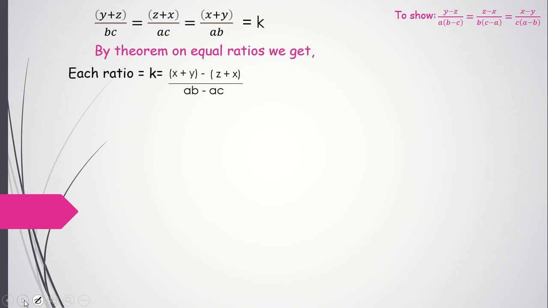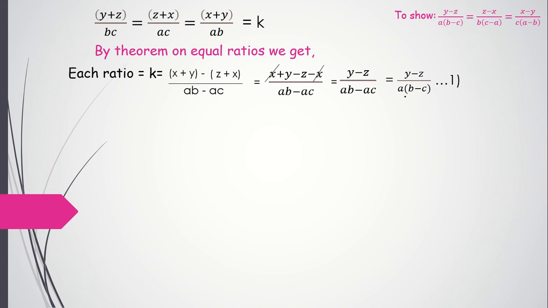Now we open the brackets, x plus y minus z minus x. So this x minus x gets cut and we will be getting y minus z, AB minus AC, that is y minus z upon AB minus AC. First ratio we already got it, right? Now next see what we want, BC minus AB. So we will do BC minus AB now.